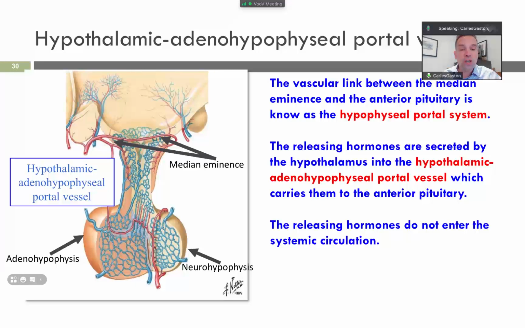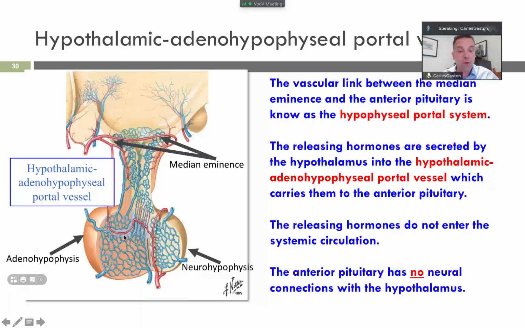The hypothalamic releasing hormones do not enter the systemic circulation. They go into the anterior pituitary, and the anterior pituitary will secrete hormones into the circulation. The anterior pituitary gland does not contain neurons or hypothalamic inputs. So the hypothalamic inputs stop in the plexus in the hypophyseal portal system.